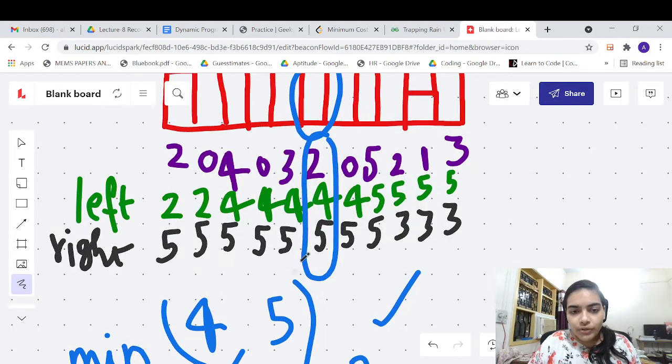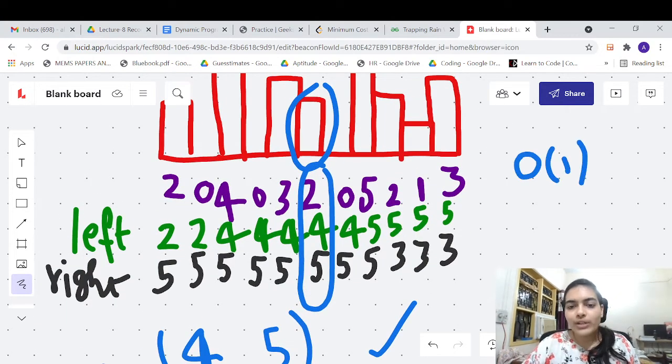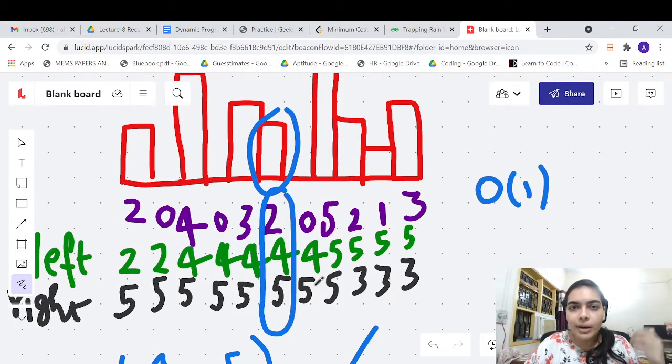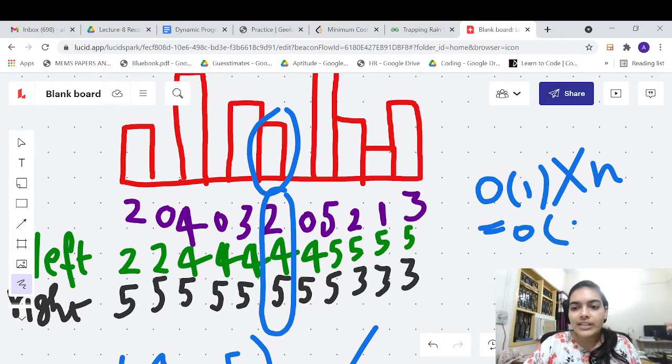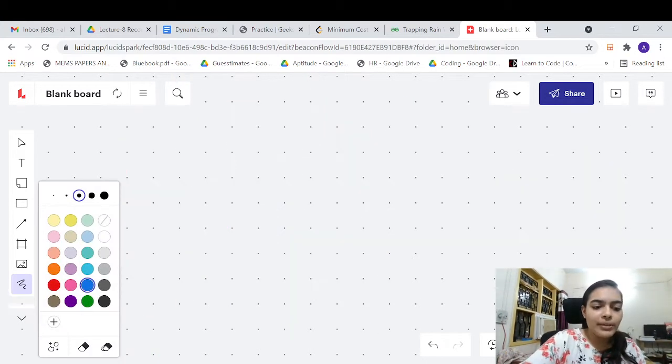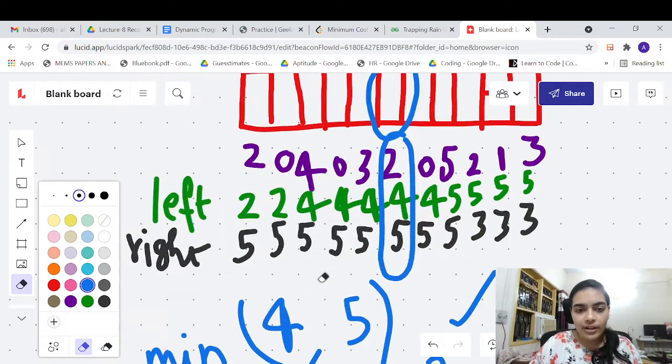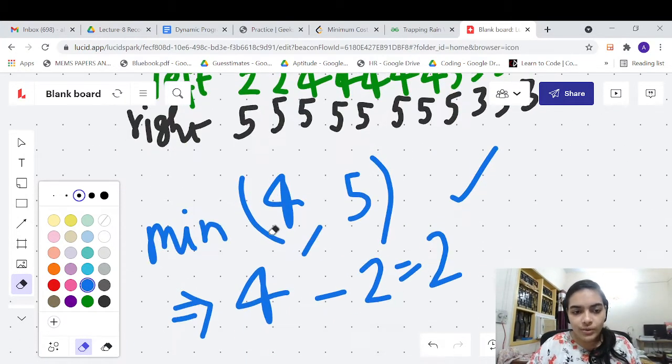So for each block you are just doing O(1) calculation because you have already stored the left and right value. You are just doing a lookup in the array and then you are iterating over all the n elements. So the time complexity is O(n). You have reduced the time complexity from O(n^2) to O(n).